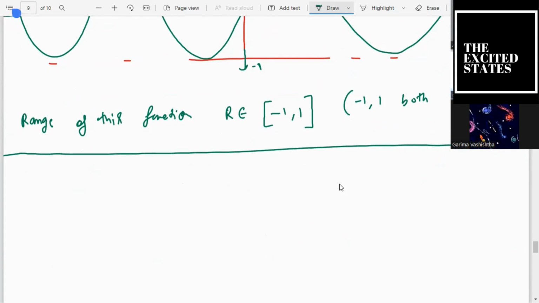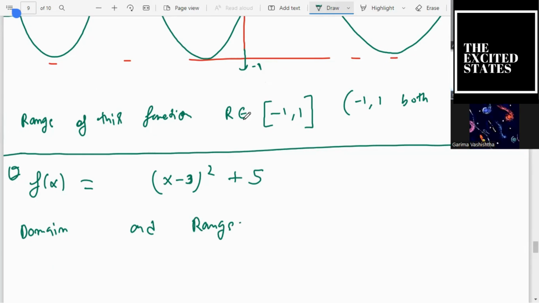Let me give you one example, and you can tell me the domain and range of this function. f(x) equal to (x minus 3) whole square plus 5. You have to tell me the domain and range of this function.